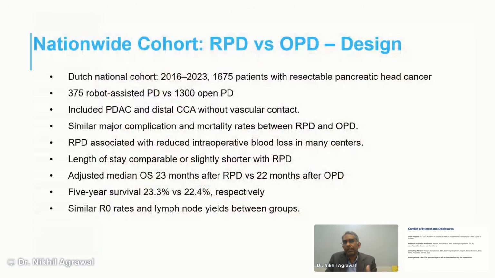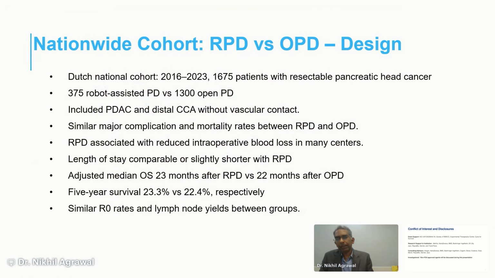So if we look at the cohort study of robotic pancreaticoduodenectomy versus open pancreaticoduodenectomy, this is a Dutch national cohort from 2016 to 2023, and 375 patients underwent a robotic-assisted pancreaticoduodenectomy compared to 1300 open pancreaticoduodenectomy. And these were patients who had tumors which did not have any vascular involvement.